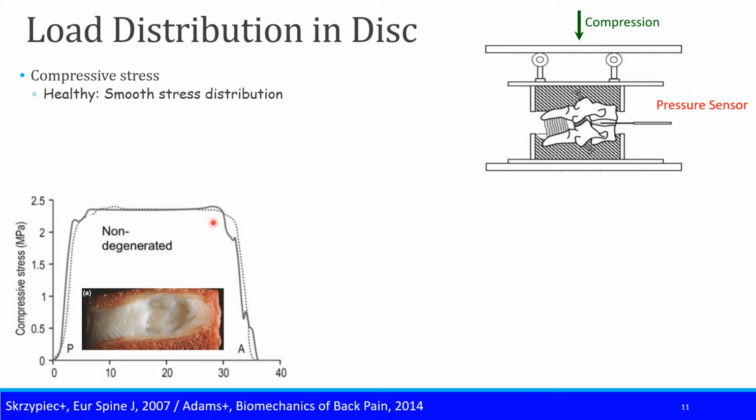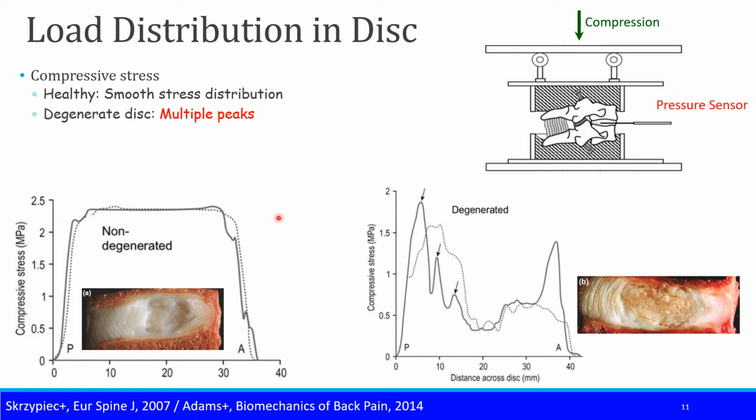In a healthy disk or non-degenerated disk, the load distribution is rather smooth all over the place, which has a flat plateau in the middle. But in the degenerated disk, there are lots of peaks, and it's not as smooth as the healthy disk. There are multiple peaks showing the signs of stress concentration in a degenerated intervertebral disc.